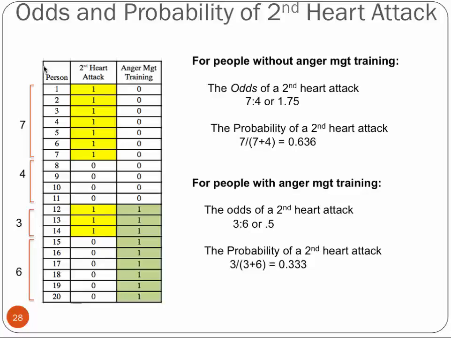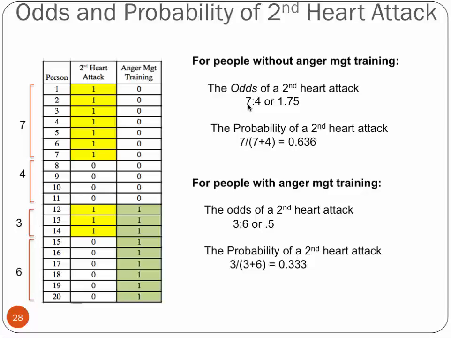We can see here that if you don't take the anger management training class, most people had heart attacks. Out of the 11 people that did not take the anger management training class, 7 had heart attacks and 4 did not. Out of the 9 people that did take the anger management training class, only 3 had heart attacks and 6 did not. Now we can translate this easily into odds, because odds by definition are the number of successes, where a success would be finding a heart attack, compared to the number of not finding heart attacks.